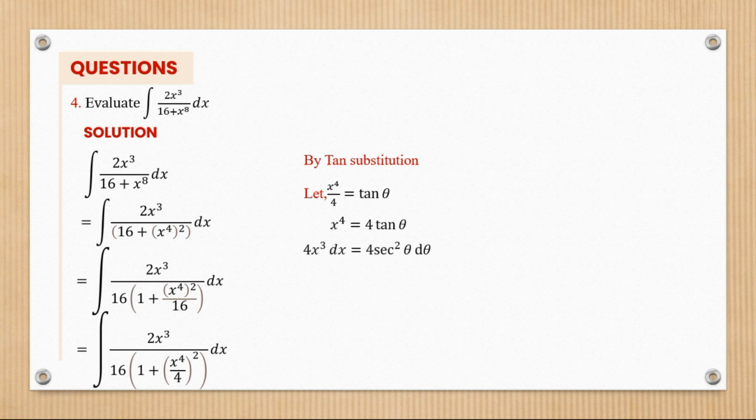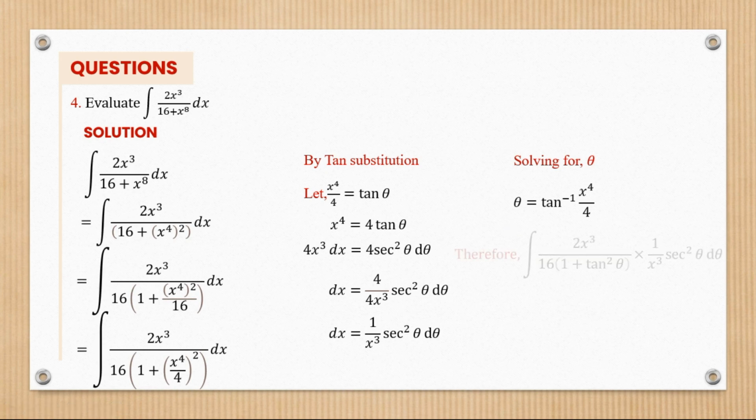And then if we differentiate this, the derivative will have 4x cubed dx being equal to 4 sec squared theta d theta. Now this is how it's going to work. So now we can say that dx shall be equal to 4 over 4x cubed sec squared theta d theta. Then you can say that this 4 and this 4 cancel, and we'll be left with 1 over x cubed sec squared theta d theta. And then if we solve for theta from right here, theta shall be equal to tan inverse of x power 4 over 4.